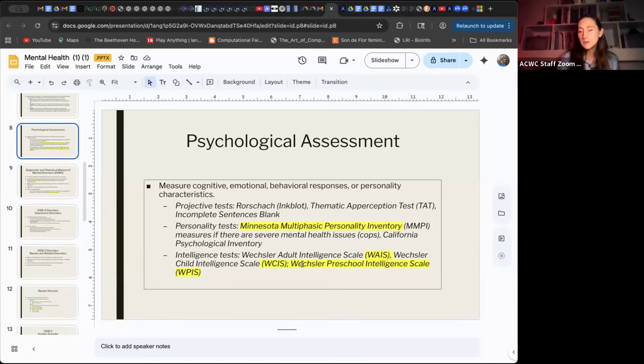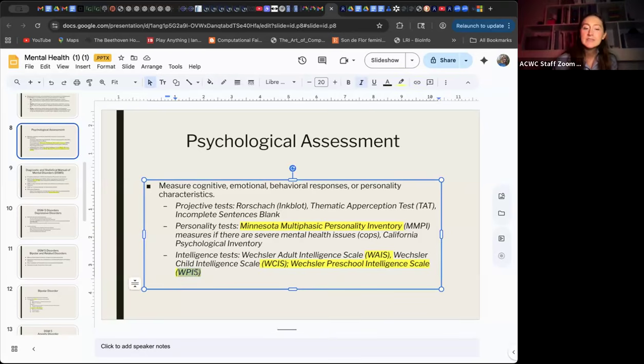And then of course you have the intelligence tests, the WAIS, the WISC, and the WPPSI. I remember Dr. Pam says for the WPPSI, remember it by the little tiny kids, they still pee pee. So WPPSI. I think that's how she says to remember that one.